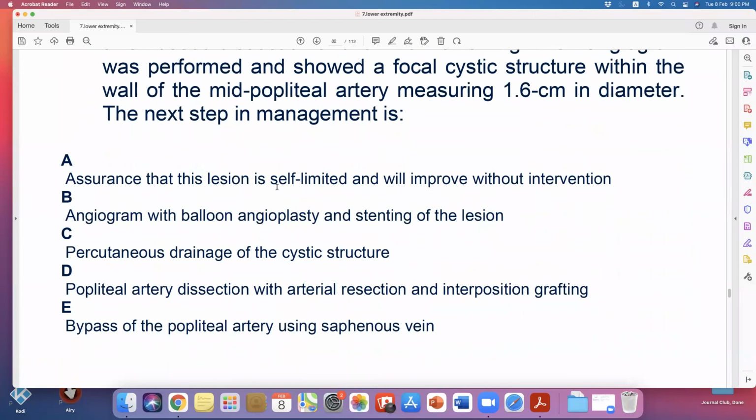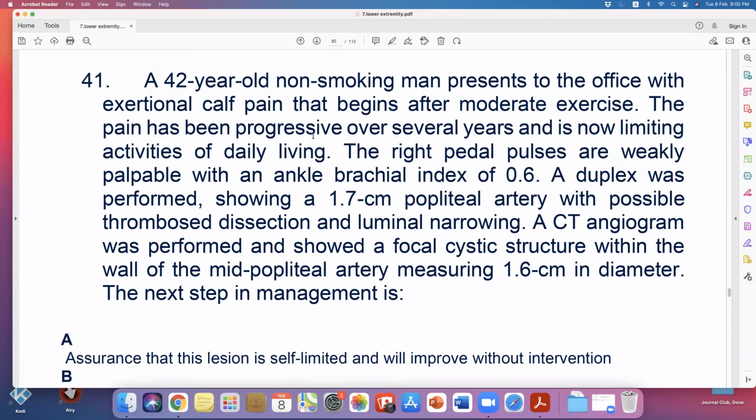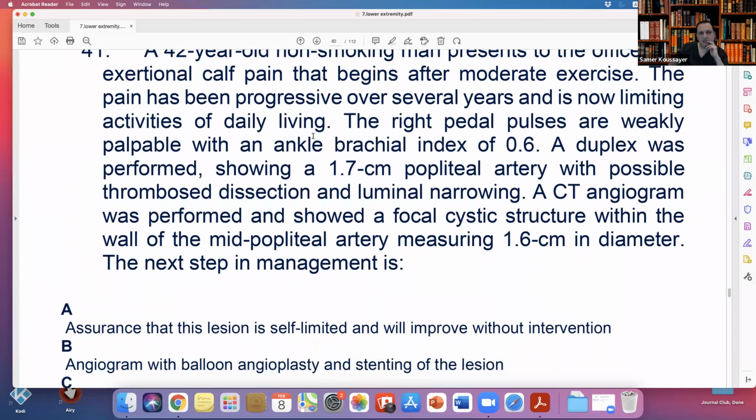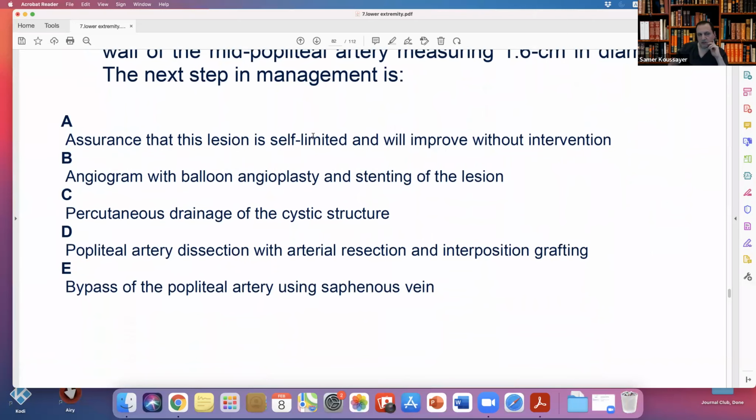Assurance that this lesion is self-limited and will improve without intervention. I don't know. But the patient is symptomatic, right? Yes. Let's see what her symptom was again. She has claudication. Yeah, severe on exercise. So she has symptoms, so we have to treat her. I mean, if you find it incidentally, I think yes, you can leave it. But if you have symptoms, then you have to treat it.